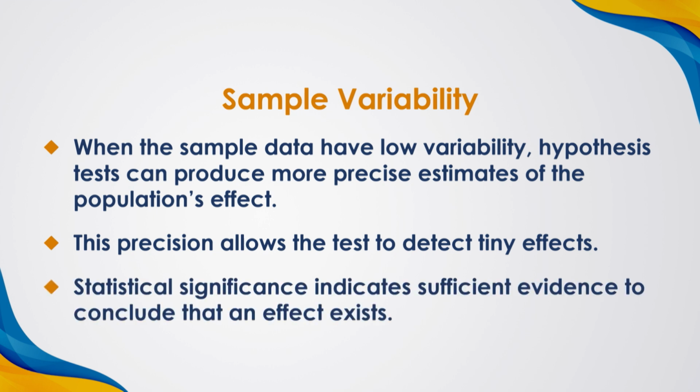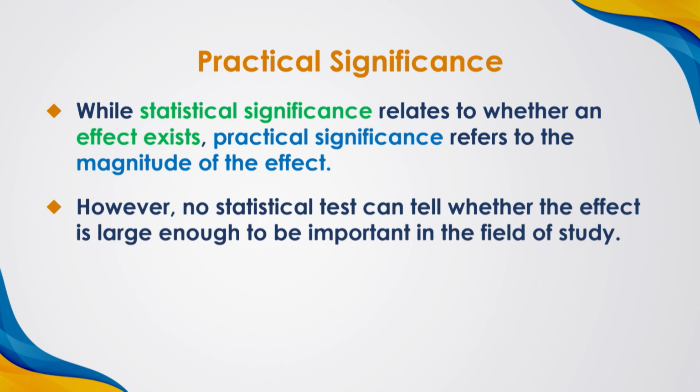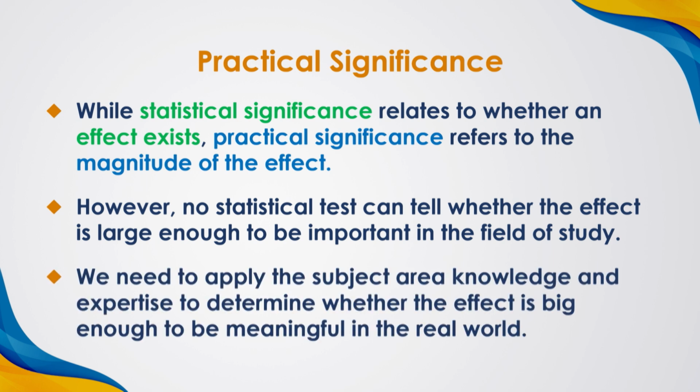Statistical significance indicates sufficient evidence to conclude that an effect exists. Coming to practical significance: while statistical significance relates to whether an effect exists, practical significance relates to the magnitude of the effect. No statistical test can tell whether the effect is large enough to be important in the field of study. We need to apply subject area knowledge and expertise to determine whether the effect is big enough to be meaningful in the real world.